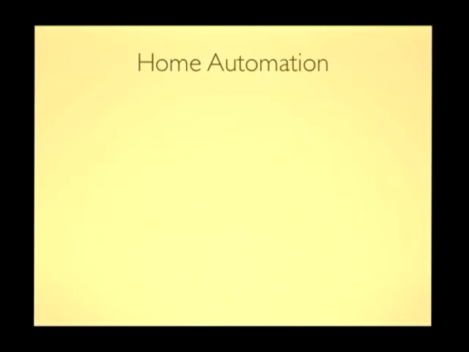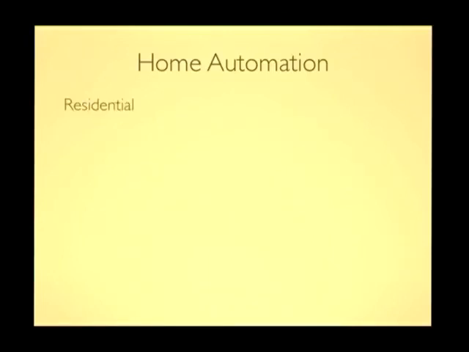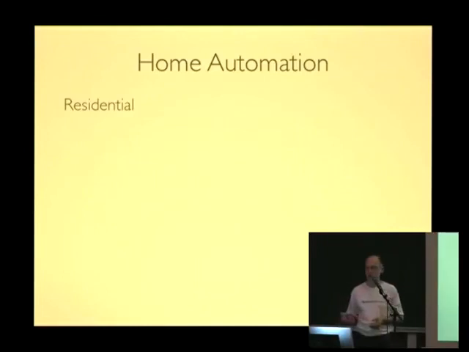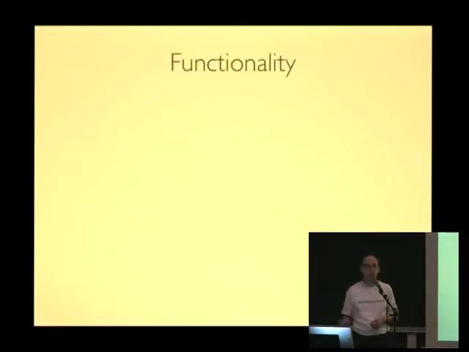So home automation. Basically, we want to control all those things: the lights, the blinds, the heating, home audio, video, stuff like that. And when we say home automation, we think of the residential market, but clearly the same technology and the same needs apply to hotels, industrial, things like smart metering that tie in nicely with home automation, offices, hospitals, and many more.